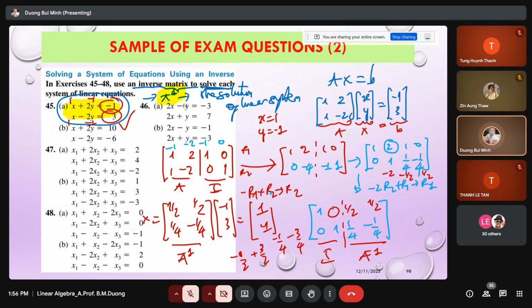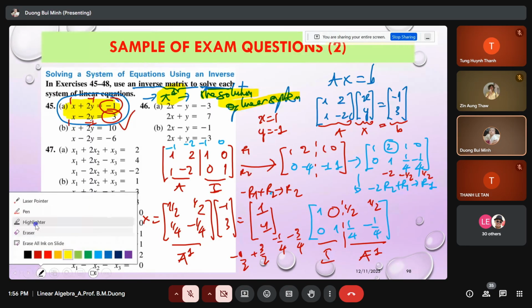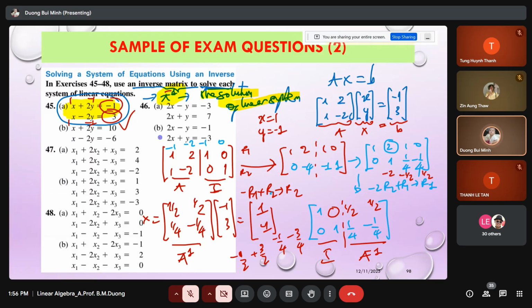So, anyway, just an example, and if you become familiar with determining the inverse of A and getting the solution to the systems, you can get maybe 10% of the final exam score. Any questions so far?